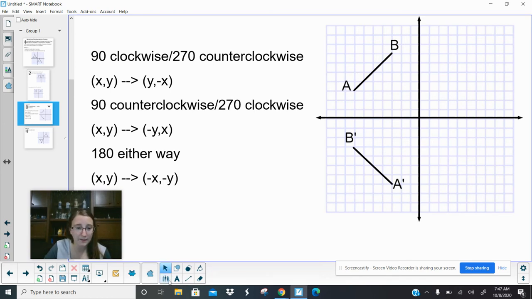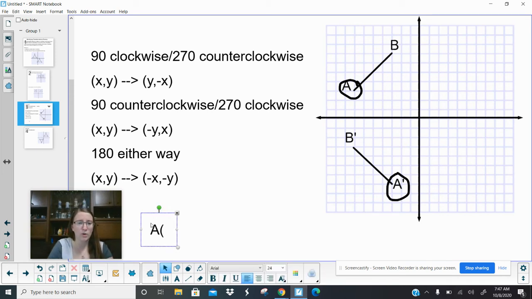I'm going to pick A and A prime. Be careful that they're matching points. It has to be A and A prime, not A and B prime, right? So what you want to do is get the points for each and see if you can tell which formula was applied. Go ahead and get the points for A and A prime. Okay, A is negative 1, 2, 3, 4, 5, 6, 7.